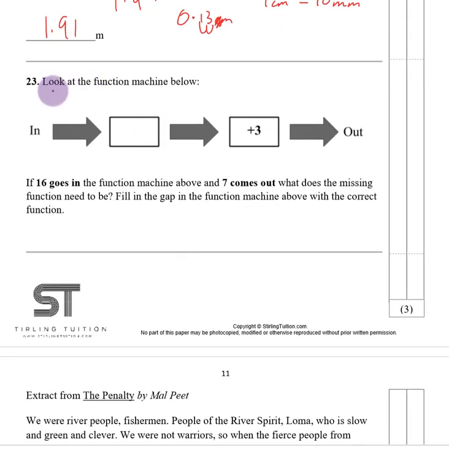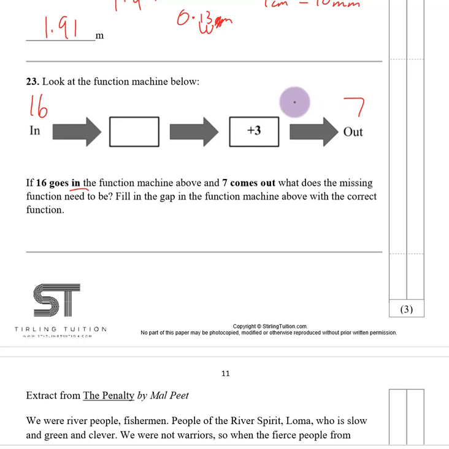Now, number 23. Look at the function machine below. If 16 goes in the function machine above and 7 comes out, what does the missing function need to be? Fill in the gap in the function machine above with the correct function. So we need to put something in here so that if 16 goes in and 7 comes out, this function here will need to turn it into that.